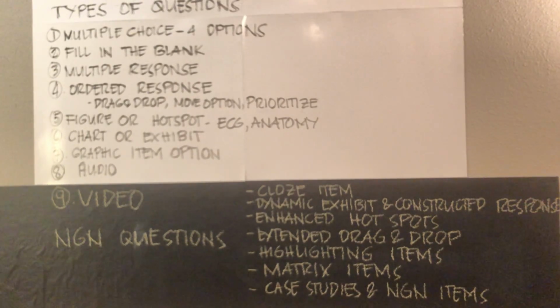Highlighting items. These items present data pertinent to a client case and ask the student to highlight the information that requires follow-up. Matrix items. These items present data regarding a client and may ask the student to select actions that are essential, non-essential, and contraindicated. And the last one is case studies and NGN items. These are specially designed to simulate the NCLEX experience of testing for this next generation NCLEX item types.